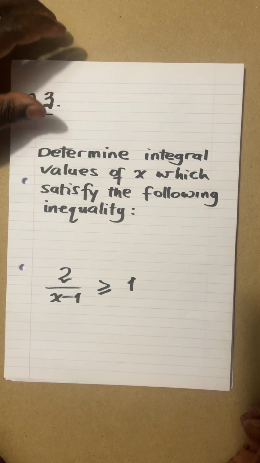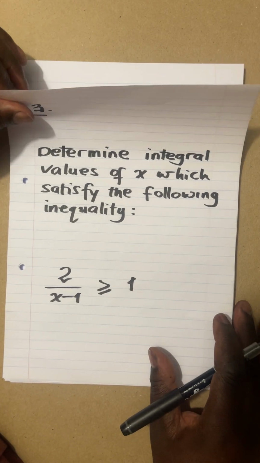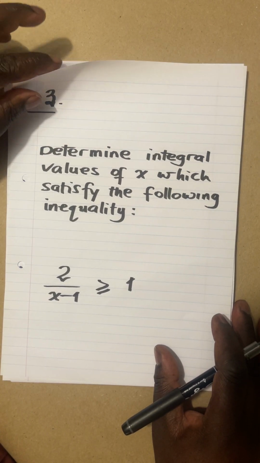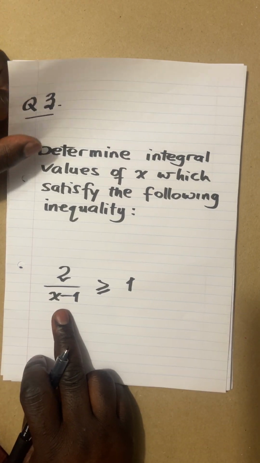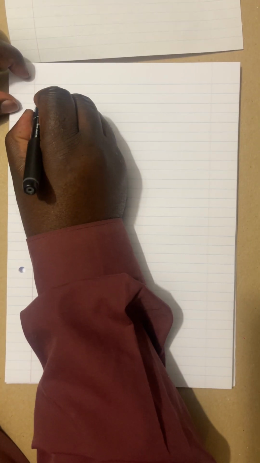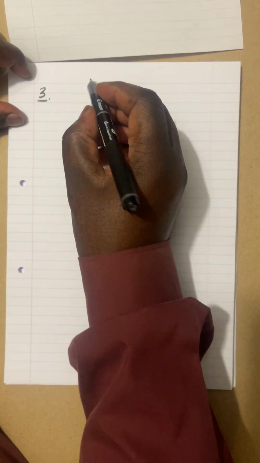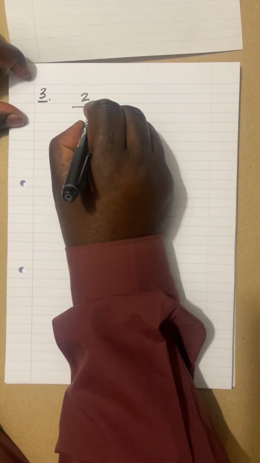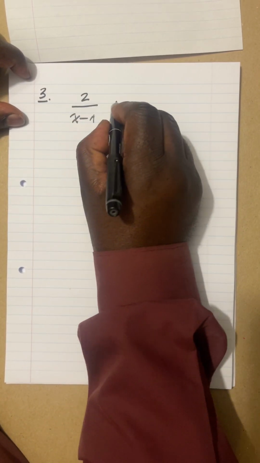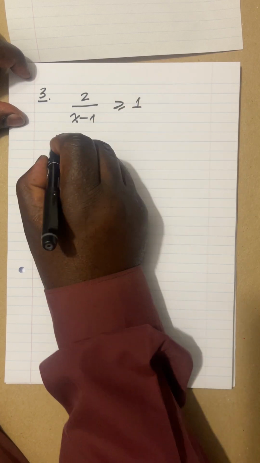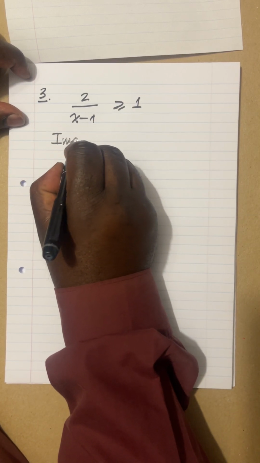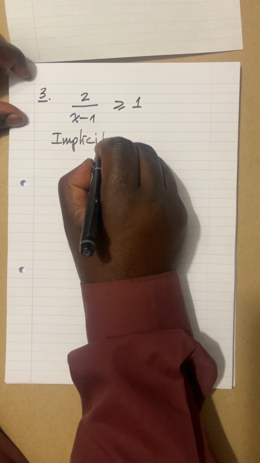All right, so how do we solve this? Well, the first step is to remember there's something dividing now, so we have to work out what is known as the implicit restriction. So number 3, our solution is set out as follows: 2 all over x minus 1 is greater than or equal to 1. And then we have to work out what is known as the implicit restriction.